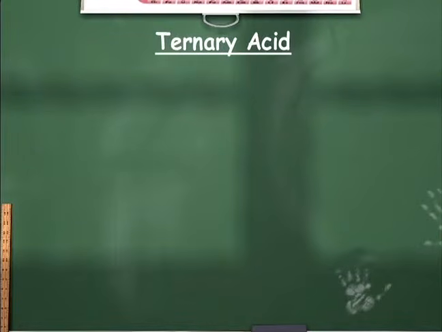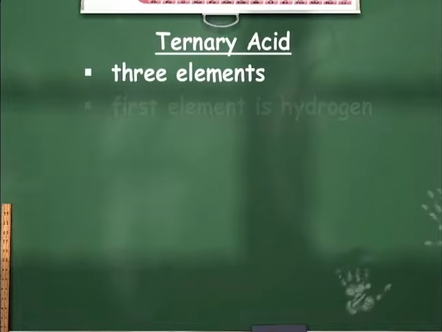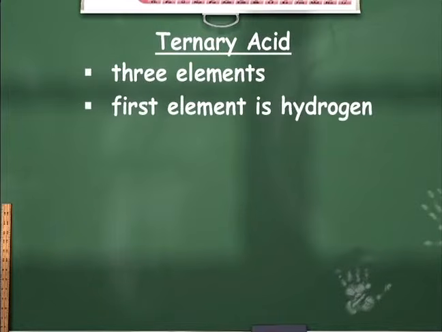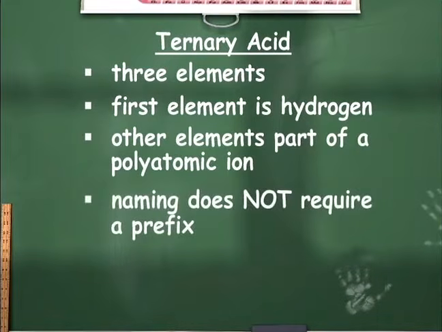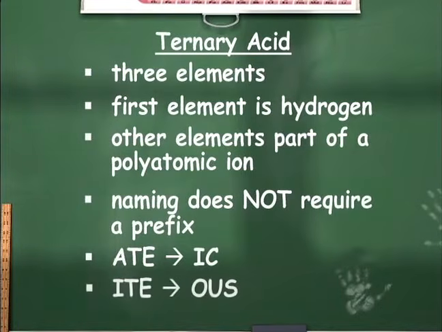A ternary acid consists of 3 elements, with the first one being hydrogen and the other 2 elements making up a polyatomic ion. To name a ternary acid, you do not use the prefix hydro. You simply change the ending of the polyatomic ion's name and add the word acid. If the polyatomic ion's name ends in ATE, you change it to IC. If the polyatomic ion's name ends in ITE, you change the ending to OUS.